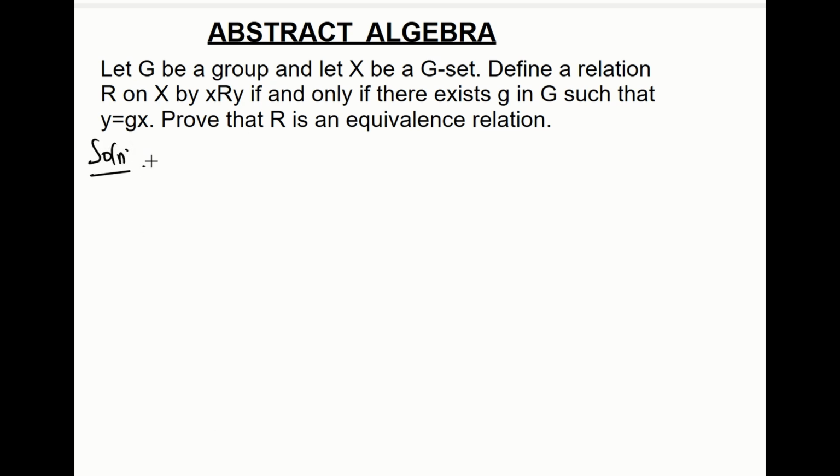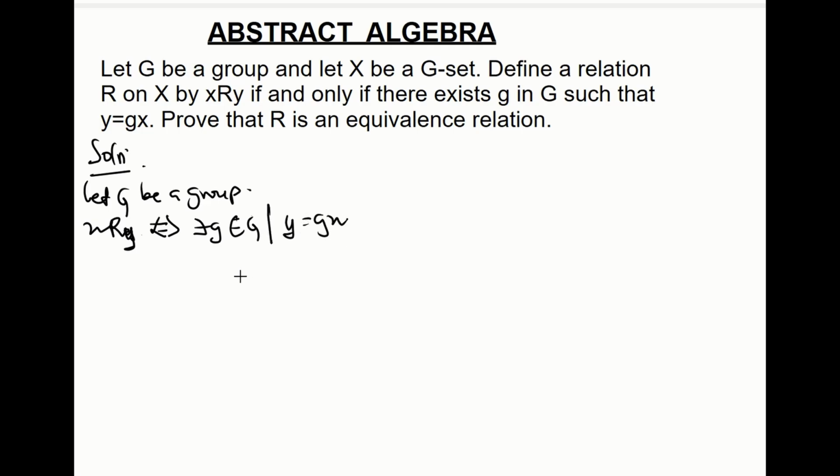So let's see. First, let's identify key things down. First, we let our G be a certain group. From there, we are going to show that our R is an equivalence relation, but we also have to see how x relates to y. It is saying that x relates to y if and only if there exists some g in G such that y equals gx. So we are going to use this to prove our equivalence relation.